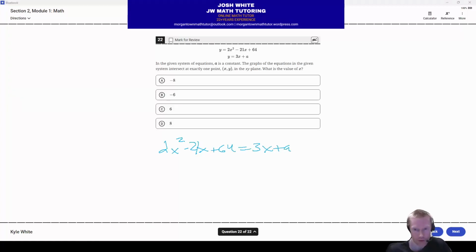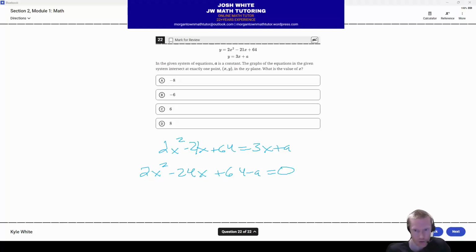Okay, and then if you go to solve this, you get 2x squared minus 24x, and then we have plus 64 minus a equal to 0. Basically I'm setting these equal to each other and then solving by setting equal to 0, and that's going to give us essentially the intersection point of these two functions.